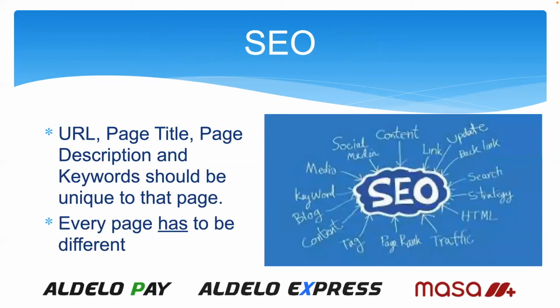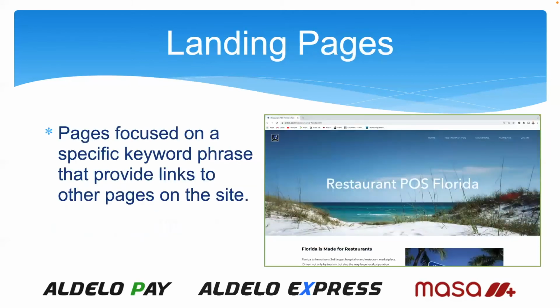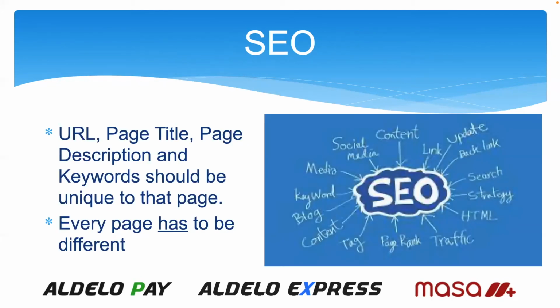Each page should be unique. The URL, page title, page description, keyword should be unique to that page, and it should be different on each page. It has to be different on each page. So if you have 10 pages, you're going to have 10 different URLs, 10 different page titles, page descriptions, and keywords. All of these are different. Yes, it can be a pain, but it is something that you have to do in order to do the proper search engine optimization.